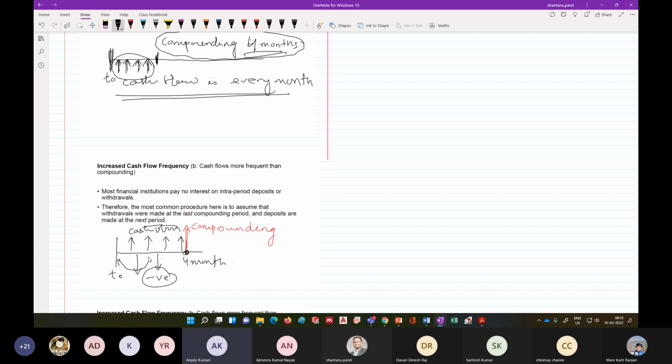So can you repeat it again? What I'm saying is, this is the case when the cash flow occurs more frequently than the compounding. What does this mean is, let's say the compounding is every 4 months, but because let's say we are running a coal mine and we are selling the coal every month, we are getting some money every month. So when we are getting money every month, our formulas.